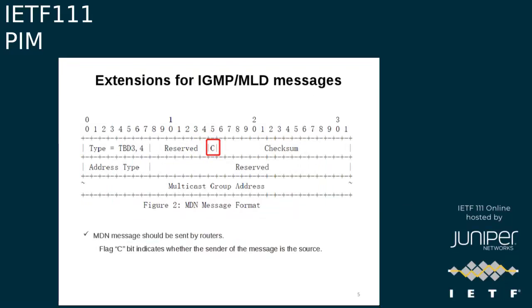The multicast data notification message, called MDN message, is sent by the router to notify the multicast source to start or stop sending multicast packets for different SG tuples. The router needs to send multiple MDN messages. Flag C bit indicates whether to start sending multicast packets.